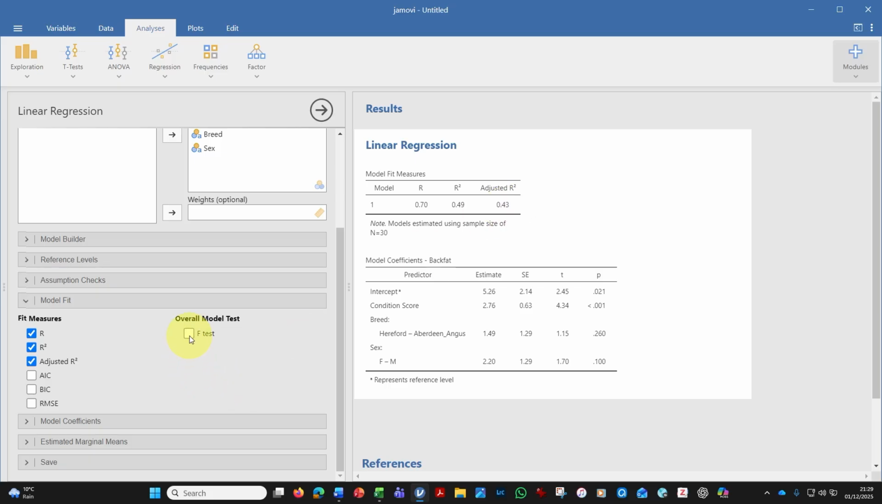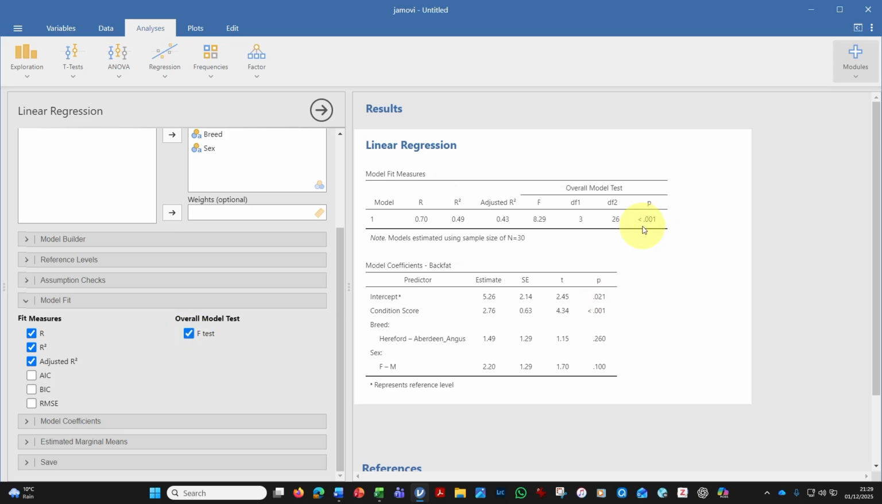It's useful to have the F-test value as well to give an overall model test. Is this model any good or not? Let's have a look. Well, it's highly significant. It's very good at predicting 43% of the variation. That's not bad. If this goes from 0 to 1, and nearer 1 is better, but still this could be a useful predictive model.